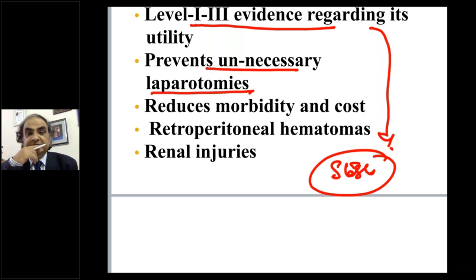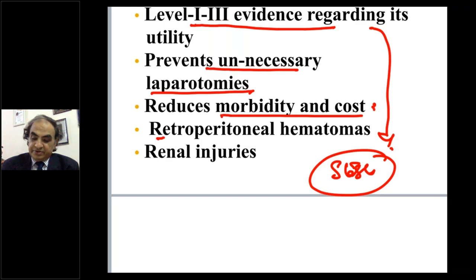How will it prevent unnecessary laparotomies? You know, we do E-FAST, we do FAST, right? And we find out there's blood, okay? We also find out that the liver has bled. But how do you know whether it's bleeding now? So it could have bled and stopped. You may not need to do anything. Or it could be a bleeding liver. Then you know what you have to do. So it can prevent unnecessary laparotomies, and can reduce the morbidity and costs.